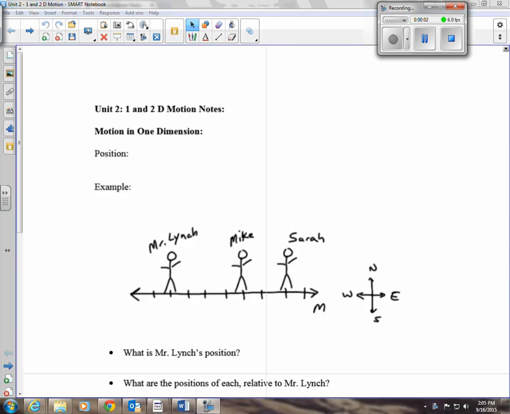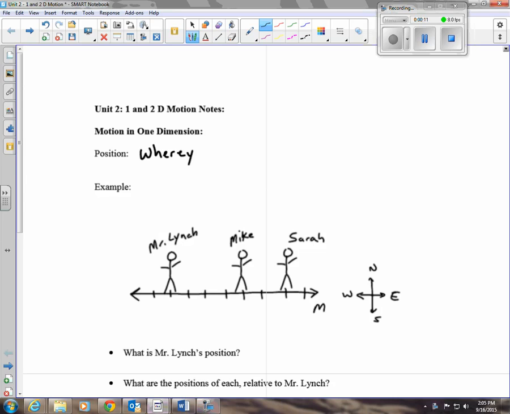Our second unit is going to be on motion, and we're going to start out talking about position. Position is where an object is relative to some origin that we've decided on. The symbol for it is going to be x, and it's going to be in meters.